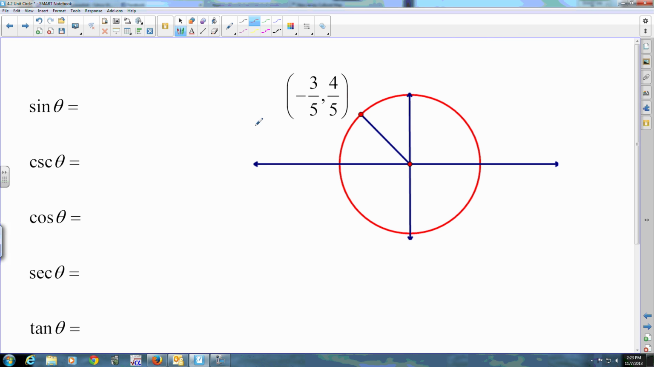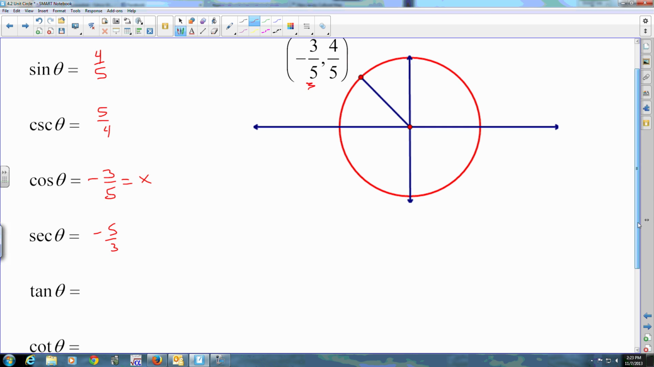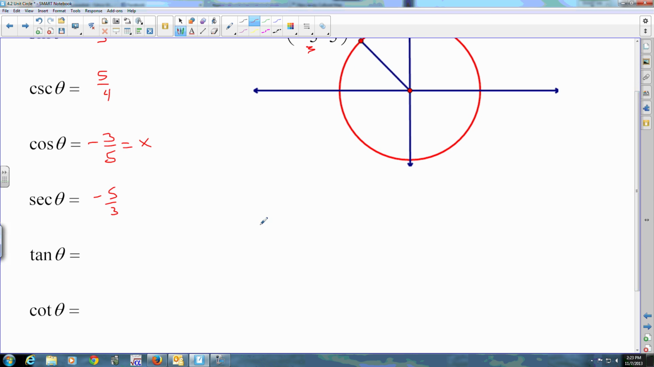Okay, here you're given some random coordinate. You don't know what the angle is, and you're asked to find the sine. Sine is your y value, so the sine is 4/5. Cosecant then is going to be its reciprocal. Cosine is going to be negative 3/5 because it's your x value. You're just going to read the x out of it. Secant is going to be the reciprocal. Tangent is your y value over your x value.